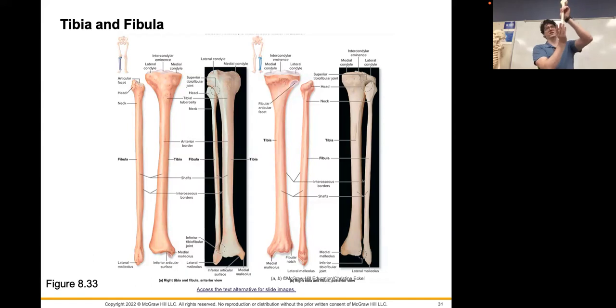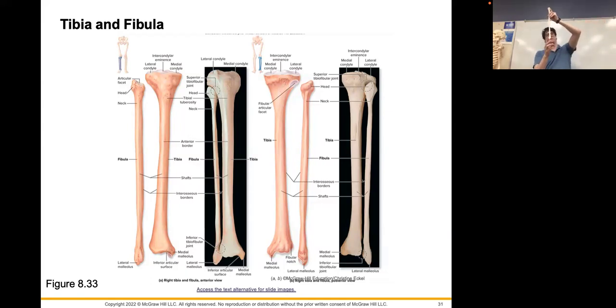This big bump right here, this medial malleolus, is also going to be the big bump that you feel on the inside of your ankle. So the big bump that you feel on your inner ankle is actually going to be here, your medial malleolus. But what you feel on the outside of your ankle is this little flat bit right here on the fibula.